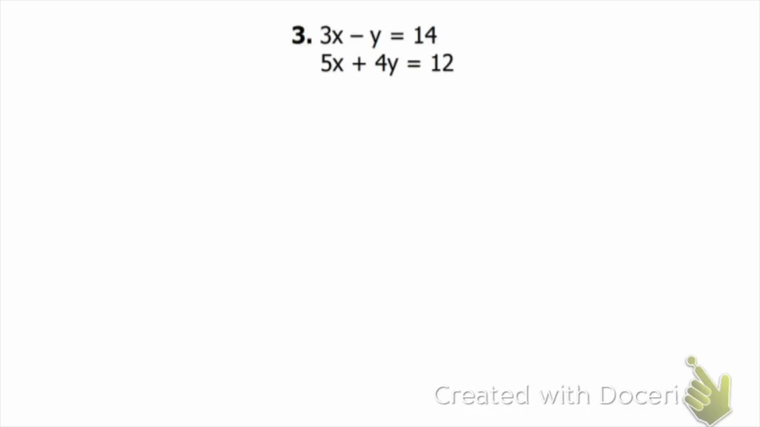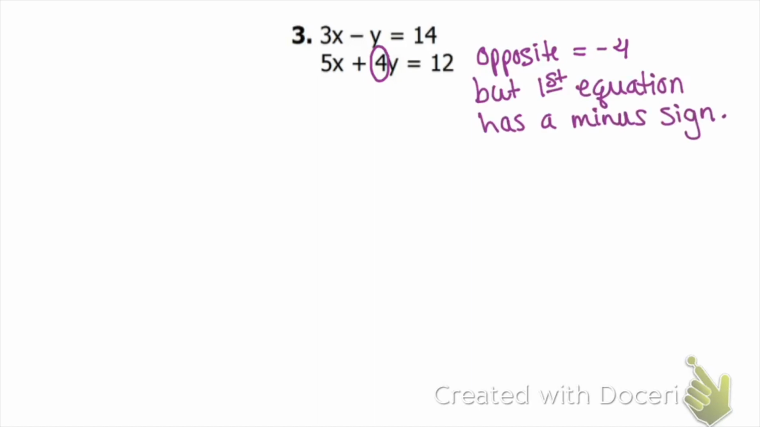All right, so for this one, it's a little bit tricky because the opposite of 4 is negative 4. But if you look in the first equation, you see there is a minus sign. And because of that minus sign, we don't want to multiply by negative 4, because if we do, it'll actually make it a positive 4. And when we add those two together, it would be 8y, which doesn't get rid of the y term.